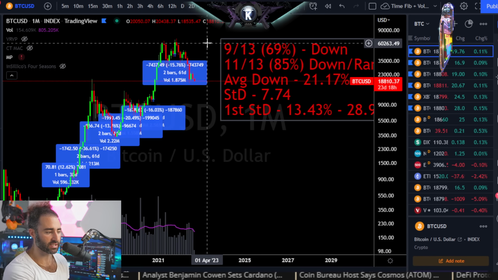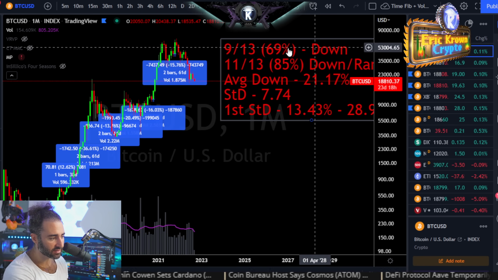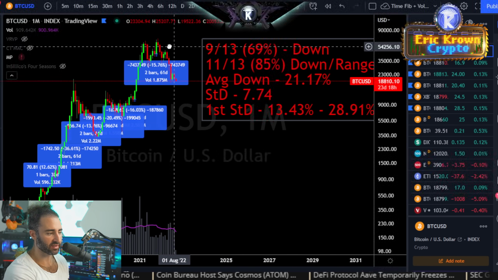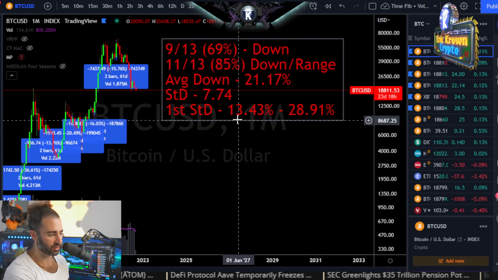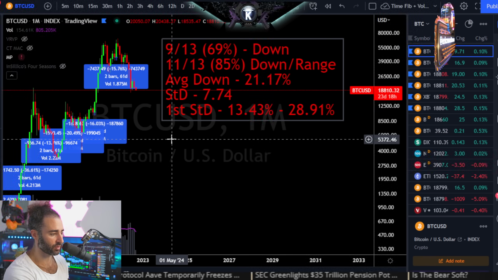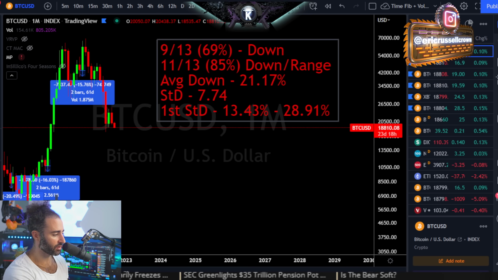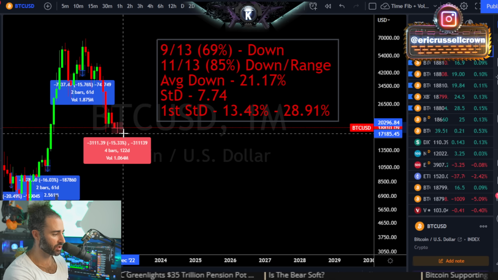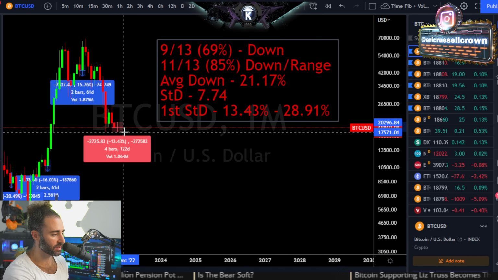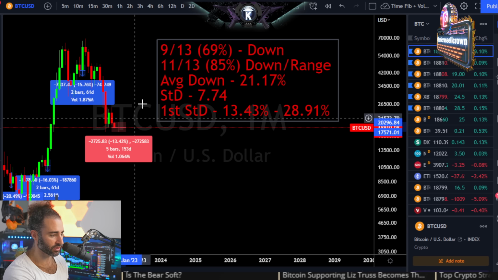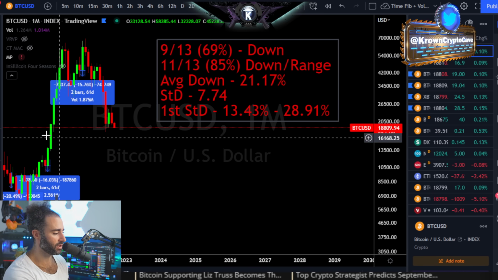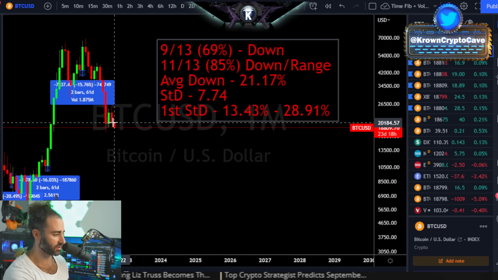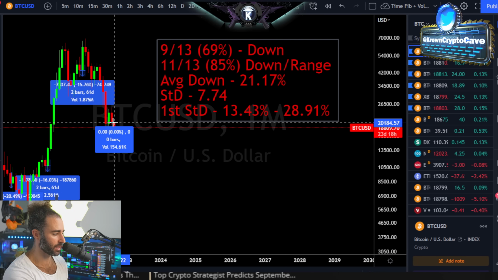9 out of all the 13 Septembers on Bitcoin have been down months, and the average down for those months has been about 21.17%. And the first standard deviation represents the region between 13.5 all the way up to 29. So again, playing around with numbers here, we could imagine and start to come up with areas of interest. 13% down from August closure would put Bitcoin at $17,500, which I do think is quite reasonable to very likely test sometime in September.